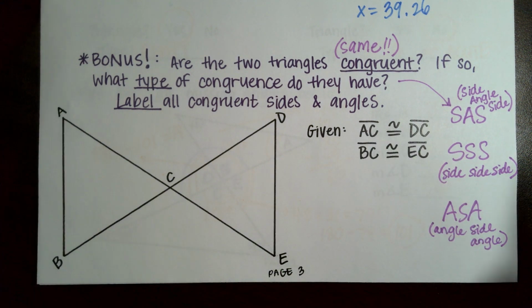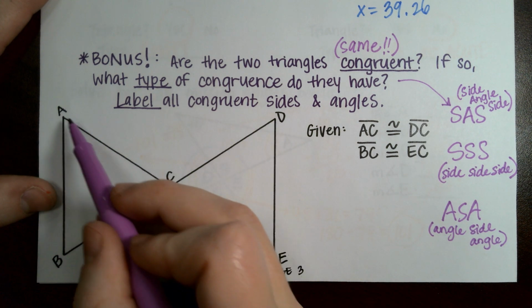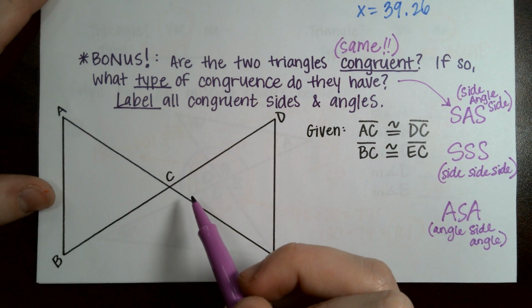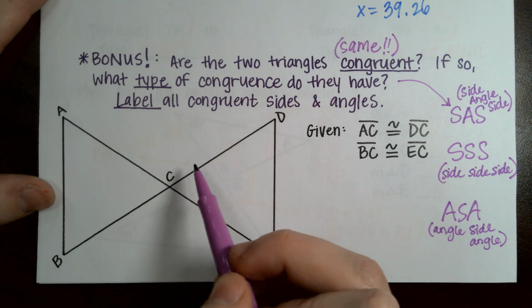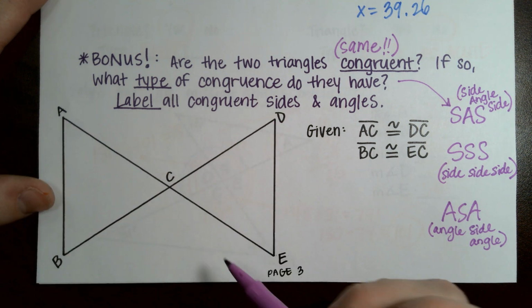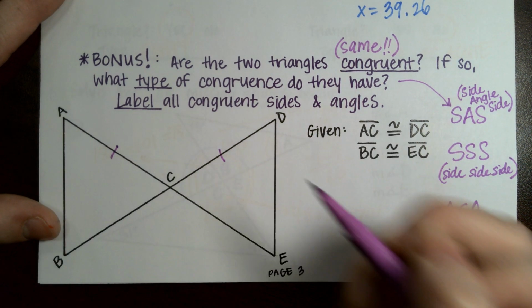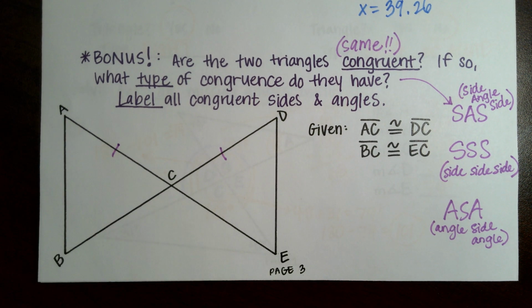So let's find AC. I see it right here from A to C, and I know it's congruent to DC. So how could I mark that those two sides are the same? Yeah, with one little tick mark on both of them. That shows that they are congruent.